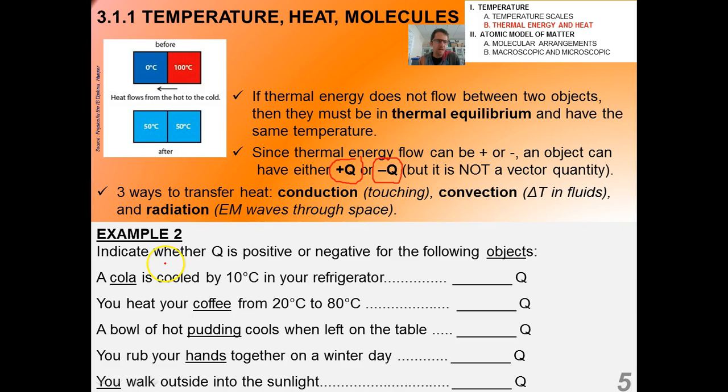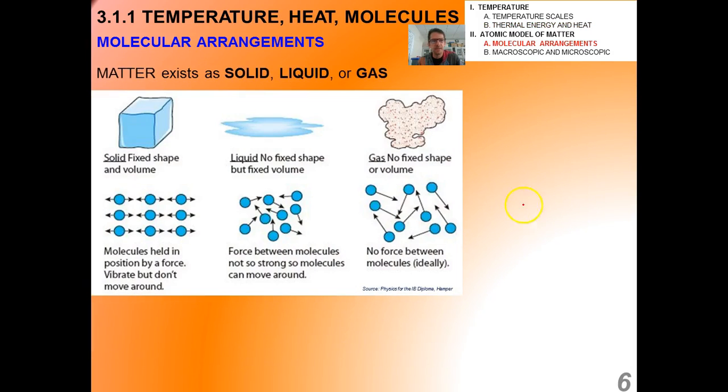Okay, so the object in question is the one that's underlined. A cola is cooled, negative. You heat your coffee, the coffee is positive. Pudding, negative. Hands, positive. You walk out into the sunlight. The idea is that you acquire thermal energy, so it's going to be positive for you.